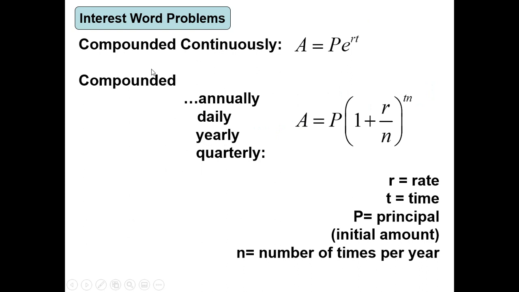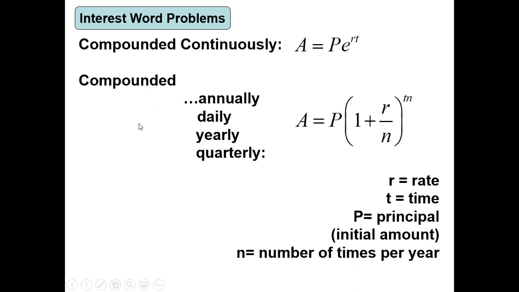Now, some word problems that you might have with interest. So compounded continuously, remember we had this constant e, which was equal to 2.718 something, something, something. Well, so the amount is equal to your principal, the initial amount that you invested, times e to the rt, which is rate times time.